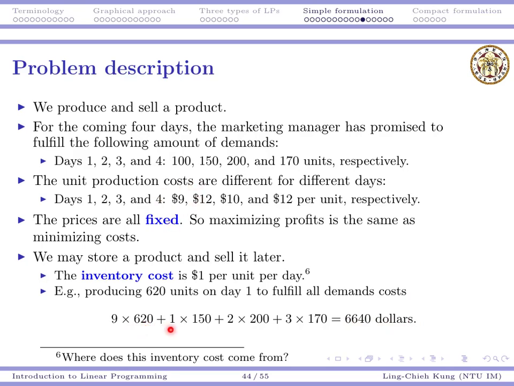And then I need to pay $1 for 150 units, okay? Because this amount of product has been put in my warehouse for 1 day. And for 200 units, they must be kept in my warehouse for 2 days. For the remaining, they are here for 3 days, so the inventory cost is $3 per item.